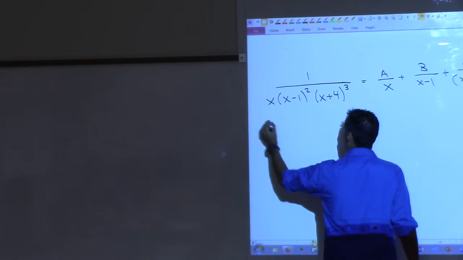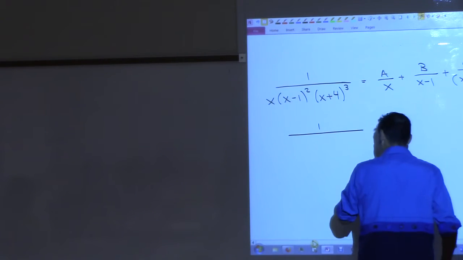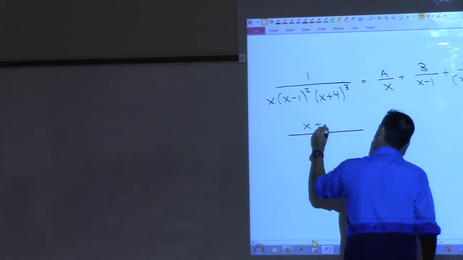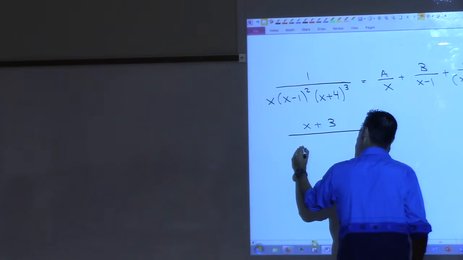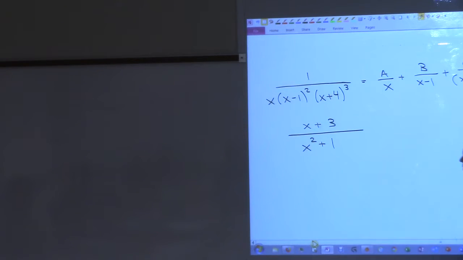What if we had this? Now we're going to change gears a little bit. Let's make it x plus 3 over x squared plus 1. So what if we have an irreducible quadratic on the bottom?